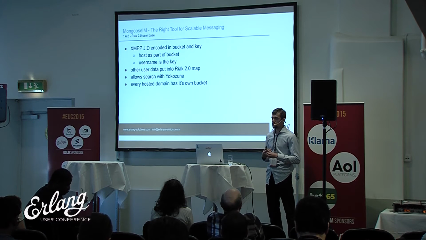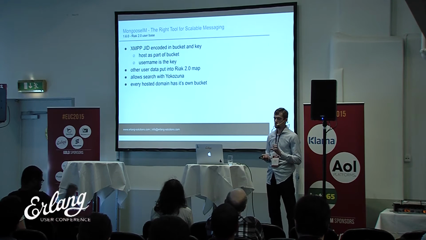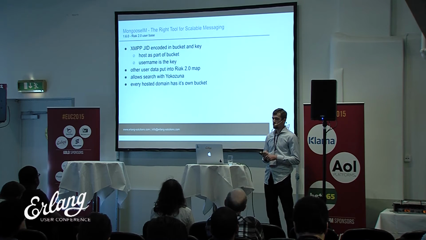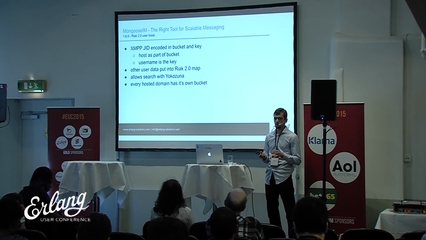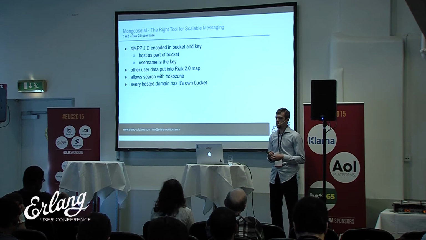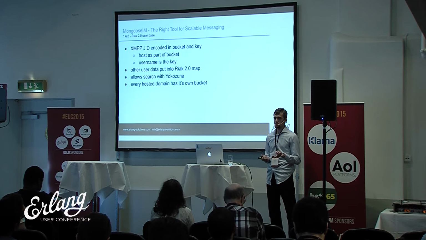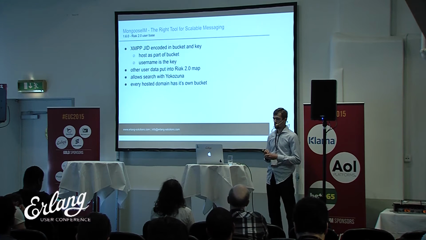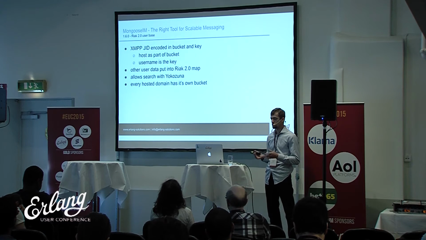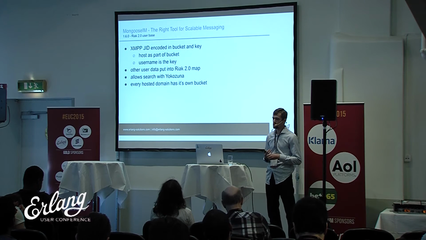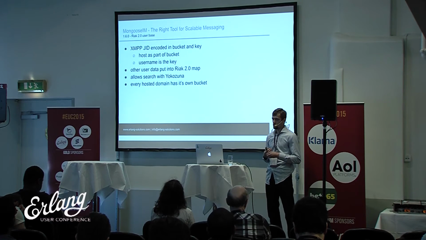As you may know, in XMPP we have JIDs, and a JID consists of two parts, which are the username and host name of a given user, and the host part is put into a bucket. So every virtual host served by MongooseIM has its own bucket, and the username is the key inside the bucket. So we organize users that way, and any other data, for example, the creation time or some passwords or other data used for authentication, are put into a Riak map. Thanks to this, you can use Yokozuna to search through your user base easily, either to search for a given username or host name.